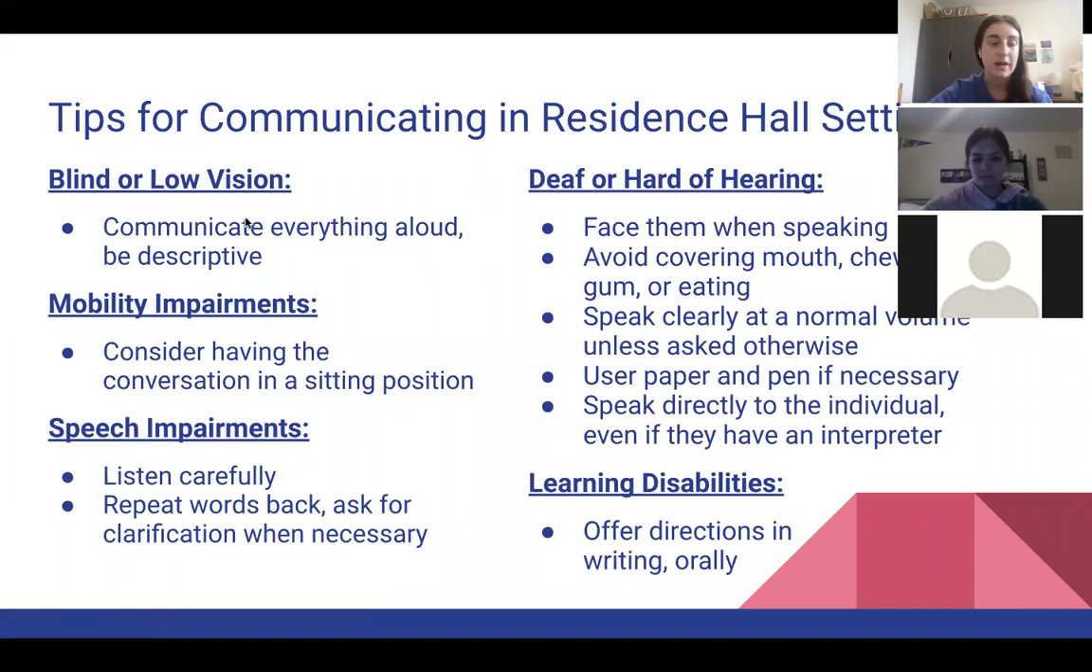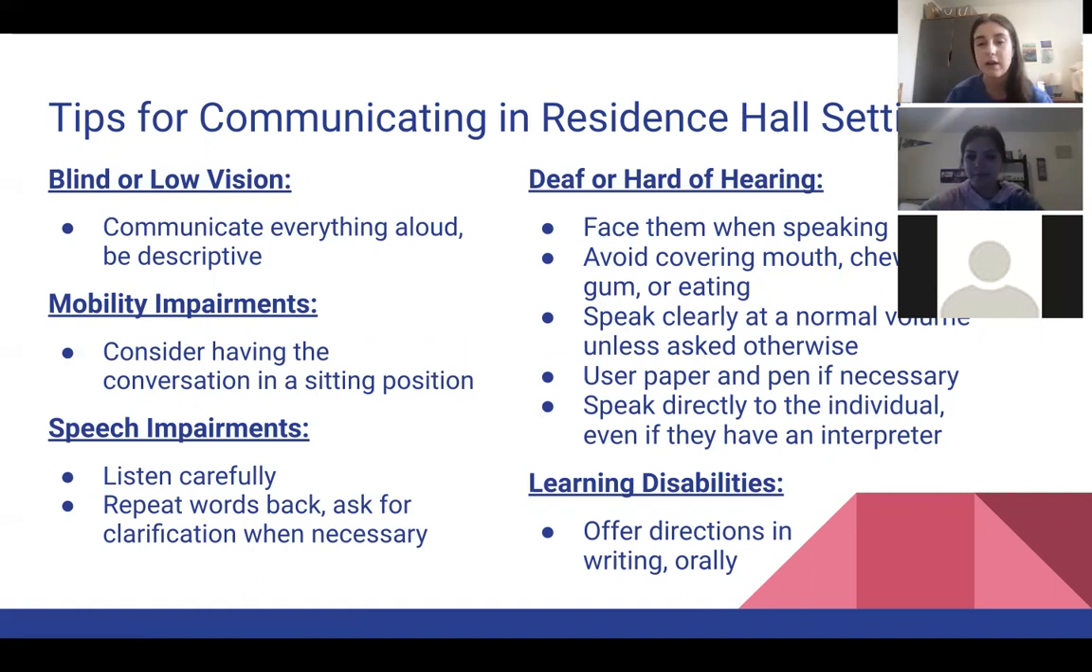So for students who may be blind or have lower vision ability, communicate everything aloud and be descriptive. For mobility impairments, consider having a conversation in a sitting position and just be observant about other people's needs and abilities. For speech impairments, it's important to listen very carefully and repeat words back, and ask for clarification when necessary to ensure effective communication. If a student is deaf or hard of hearing, be sure to face them while you're speaking, avoid covering your mouth, chewing gum, or eating, speak clearly at a normal volume, and maybe use a pen and paper if necessary or asked to do so.